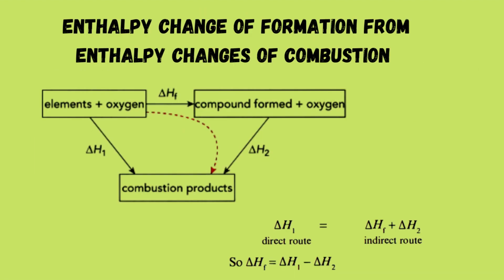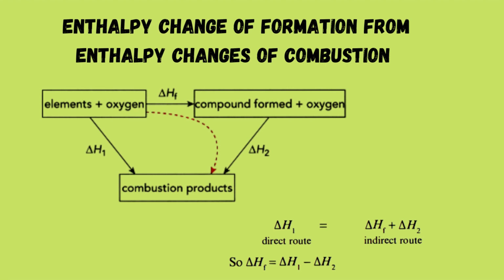The next one is enthalpy change of formation from enthalpy changes of combustion. This is how the Hess diagram should be. Elements plus oxygen gives compound plus oxygen, and those are the combustion products, which is at the bottom.